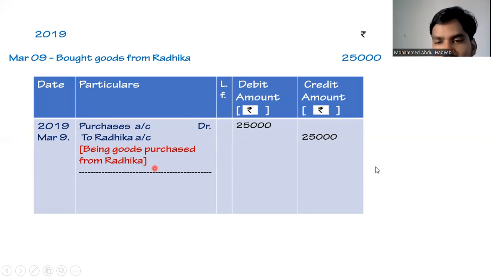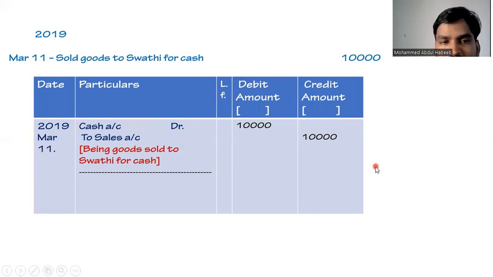Coming to the next transaction, which is on 2019 March 11, sold goods to Swati for cash 10,000 rupees. So here the date will be taken as 2019 March 11. Sales, as it is an income, will be recorded on the credit side. So in this transaction, the business is selling goods and the name of a person, Swati, is also specified, but in continuation it is given as for cash.